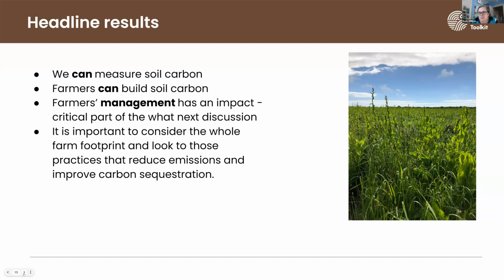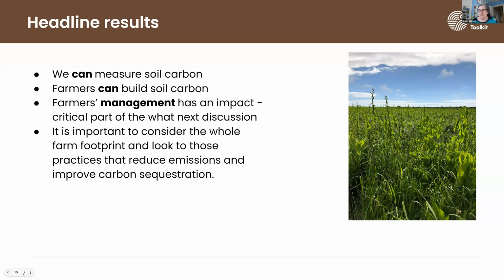Well, just in terms of some headline results, and it's all fairly positive. We can measure soil carbon. People will tell you it's very complicated. It can be very complicated. But there are also protocols and ways that you can do it, which give you data, which allows you to provide that level of robustness behind it, and actually doesn't have to mean that you spend from now until Christmas taking samples. What we've also found is that farmers can build soil carbon.